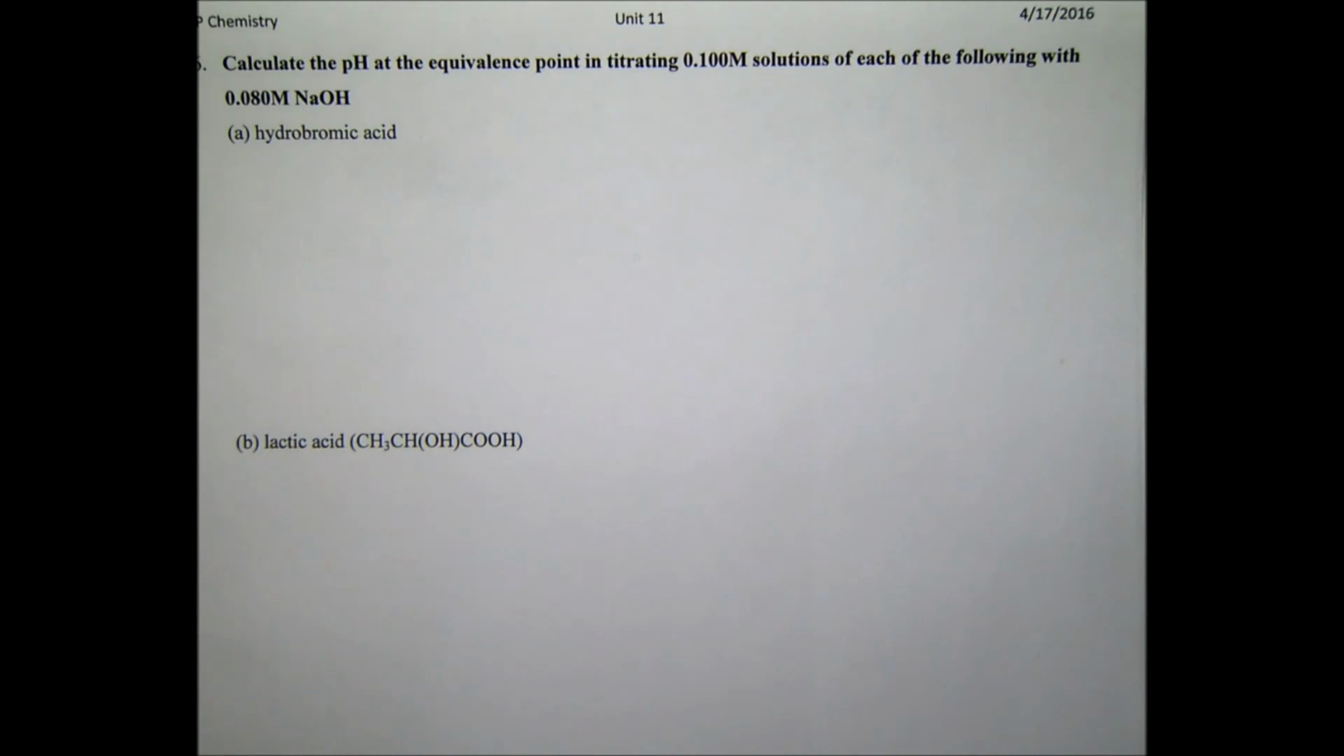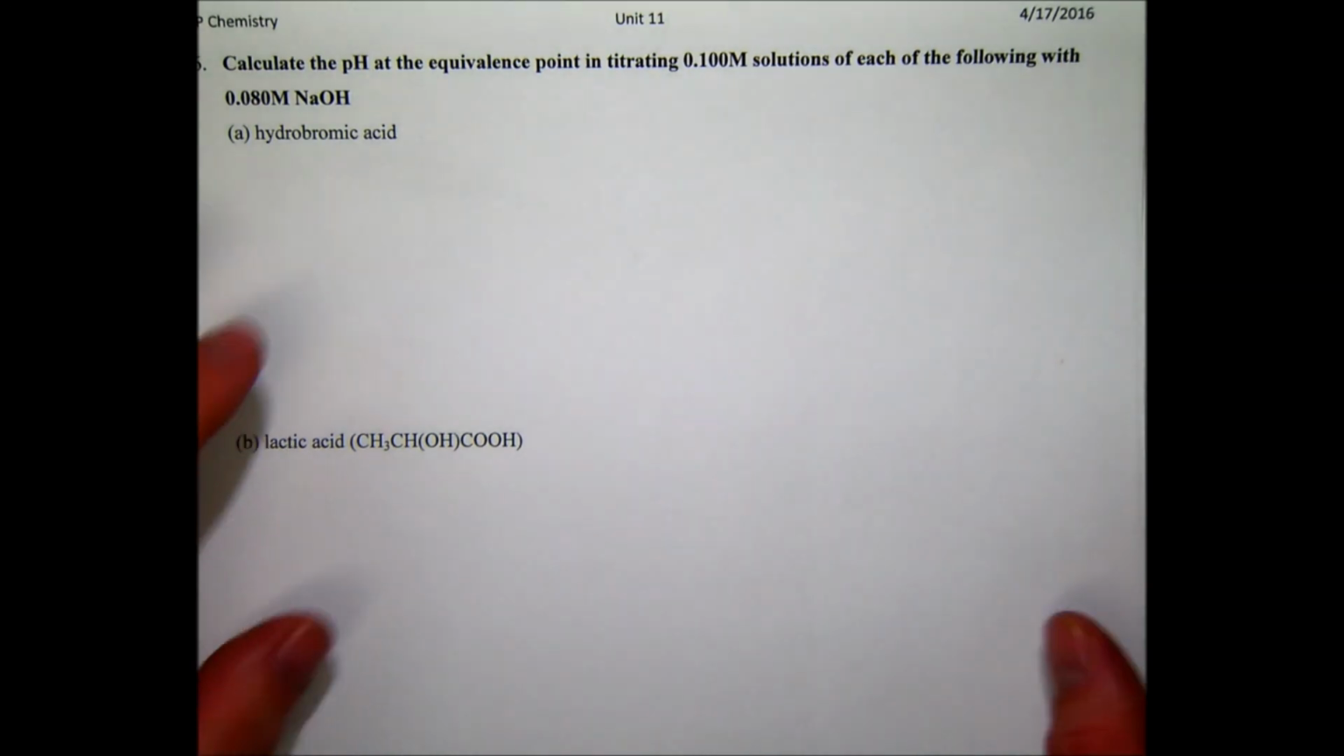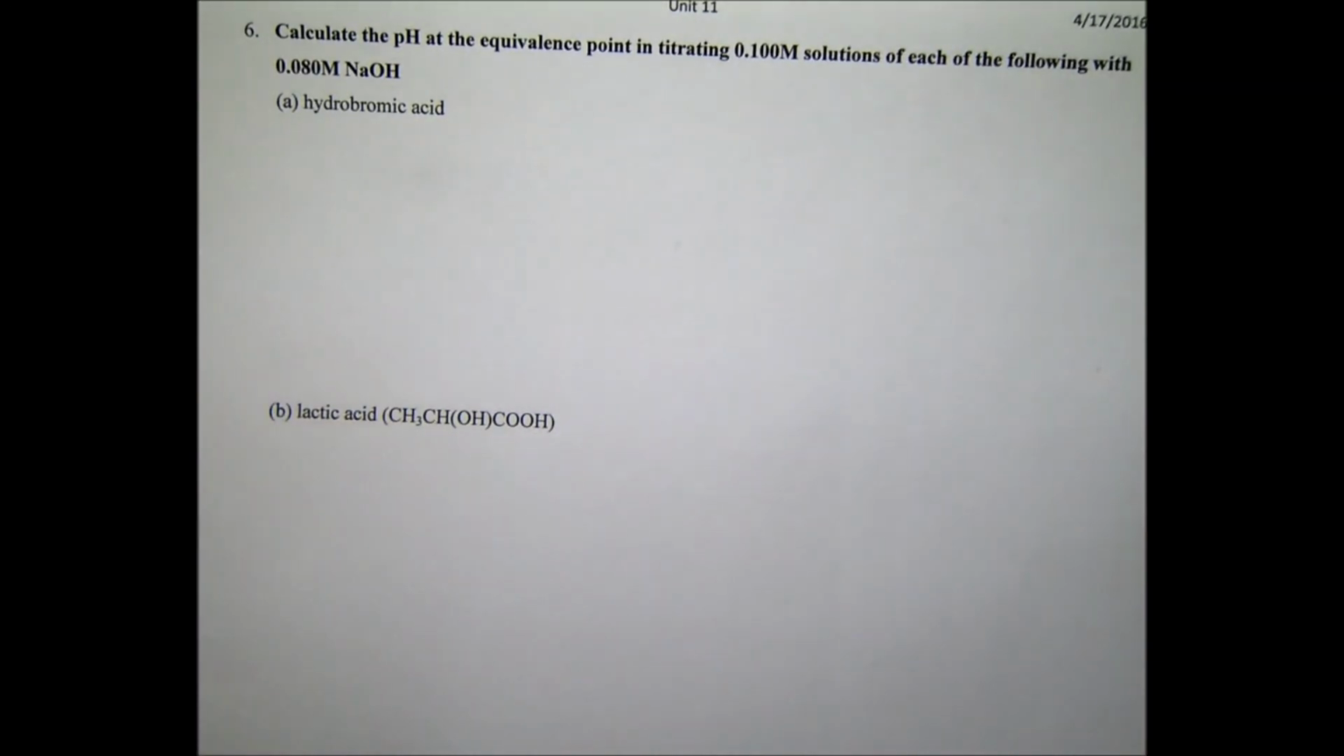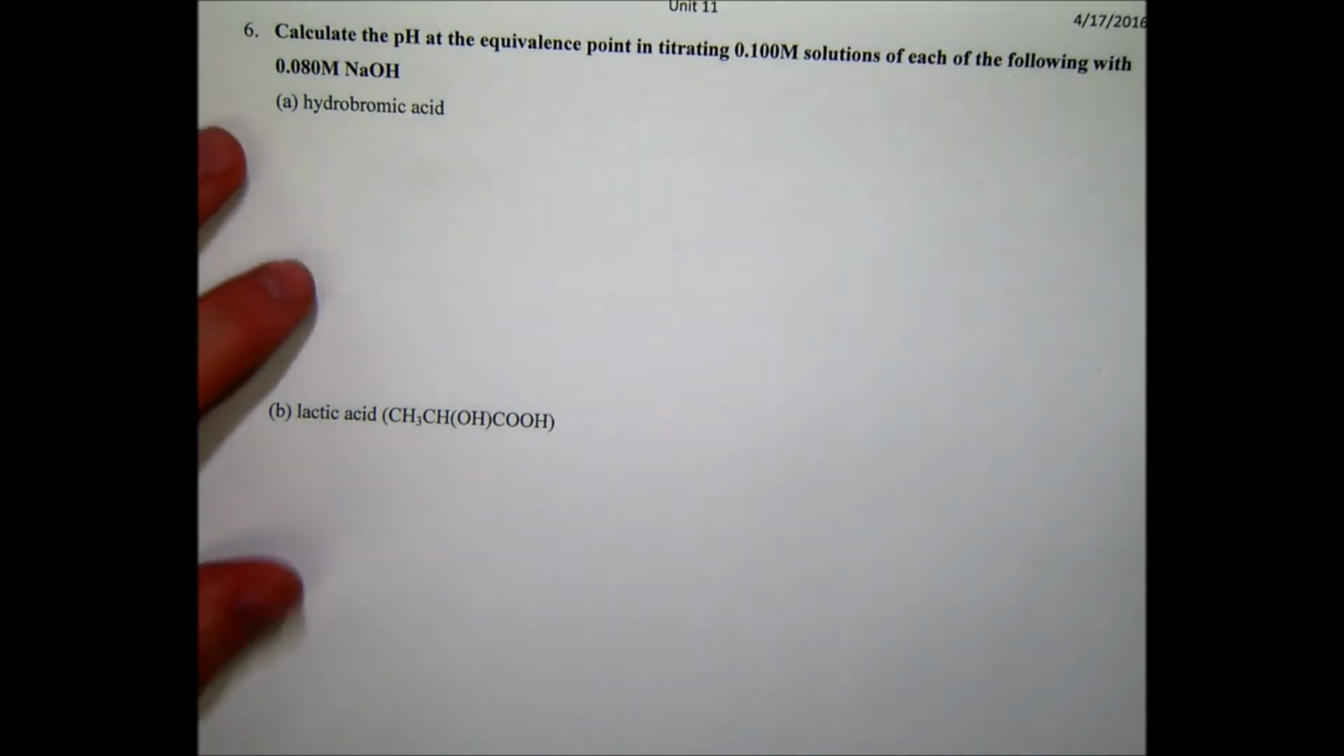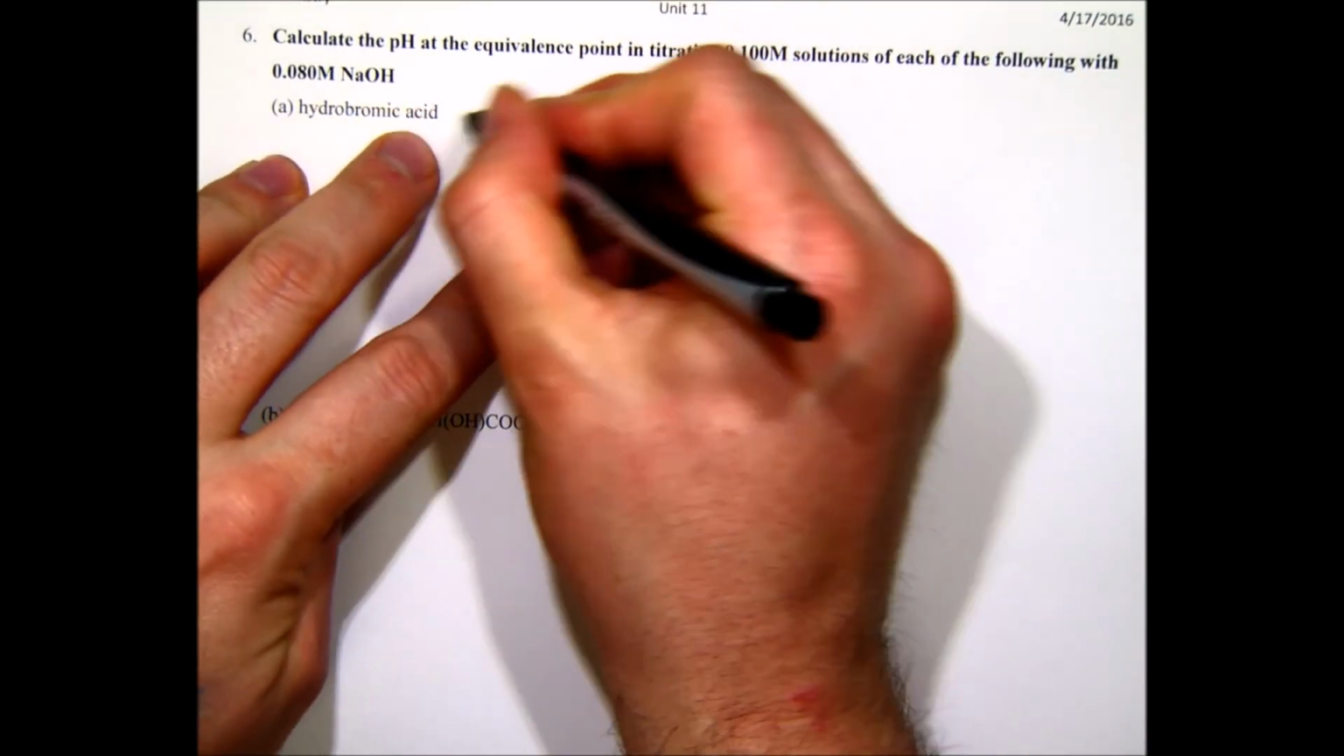So now that we've looked at how pH can be calculated throughout a titration, we're going to look at how we can calculate the pH at the equivalence point of a solution. So the question says calculate the pH at the equivalence point in titrating a 0.100 molar solution of each of the following with sodium hydroxide. So hydrobromic acid.